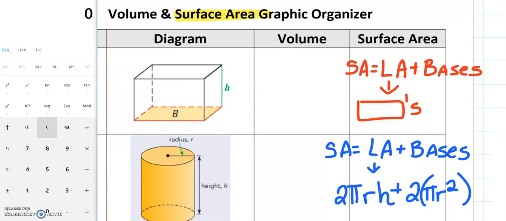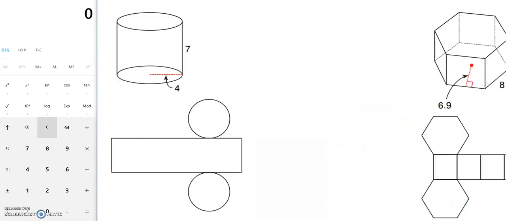Now let's do some problems. So take out a separate piece of paper so that you can copy down some of these examples and try them out. Now let's pick up with those examples that we looked at in the beginning to distinguish between bases and lateral area. Now let's actually find the lateral area and the surface area and the area of the bases.